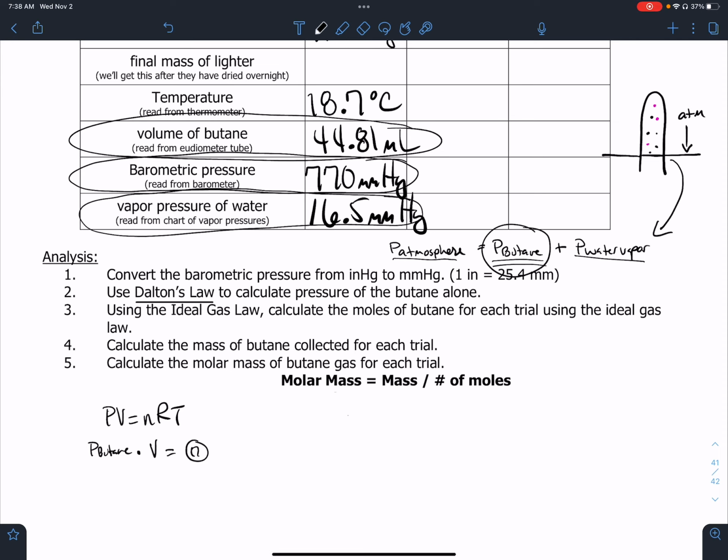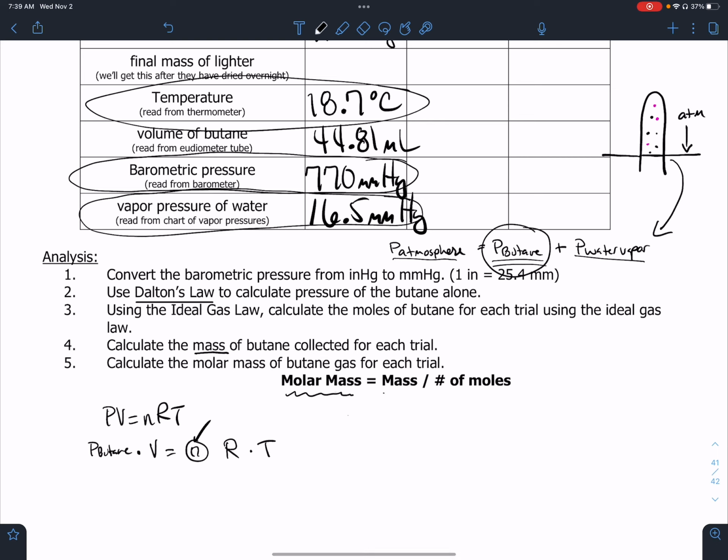n is the thing we're trying to find. R is the universal gas constant. And of course, T, the temperature of the butane, is the temperature of the water. We made sure of that when we soaked our lighter in the water to begin with. We were trying to let the temperature in the lighter and in the water become the same so that we could use that temperature. So this is the n that you'll be solving for. You have all the data there. And then moving forward, it says here you'll subtract the mass before and after to find the mass of the butane. And its molar mass is the mass over the number of moles that you just calculated.